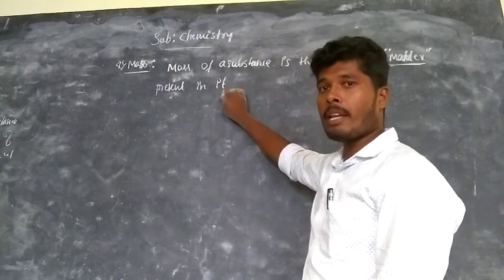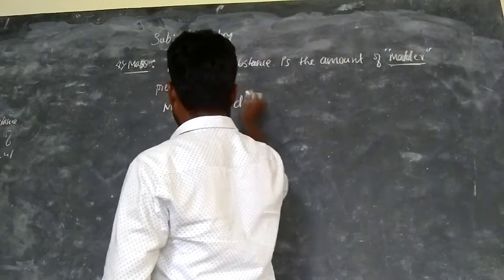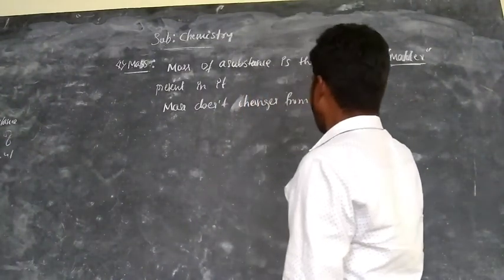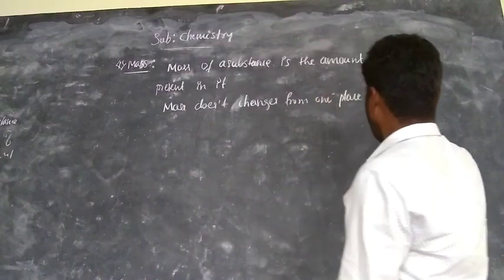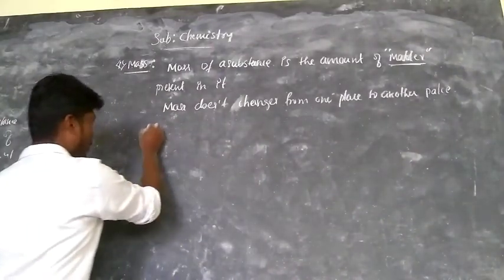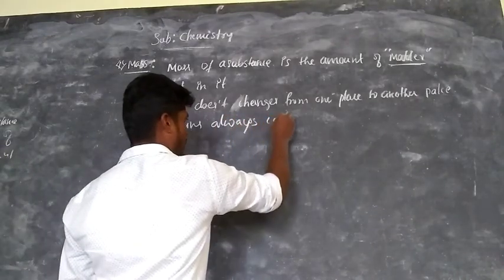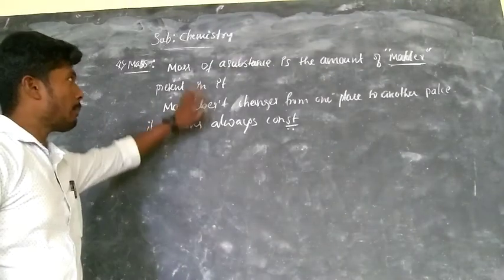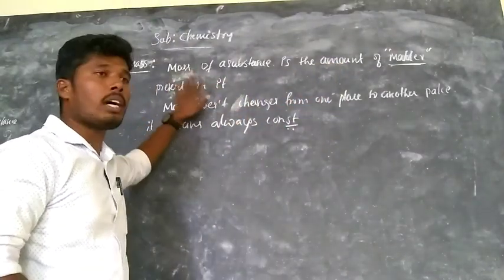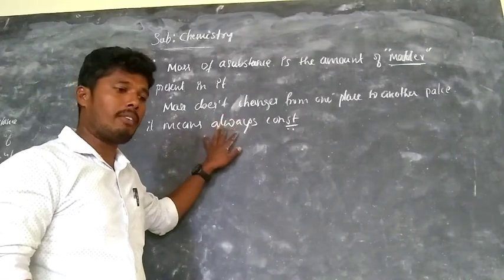Here mass doesn't change from one place to another place. Remember, mass does not change from one place to another place. It means mass is always constant for each system. Mass of a substance is the amount of matter present in a system, it is called mass, and it does not change from one place to another. It means mass is always constant.